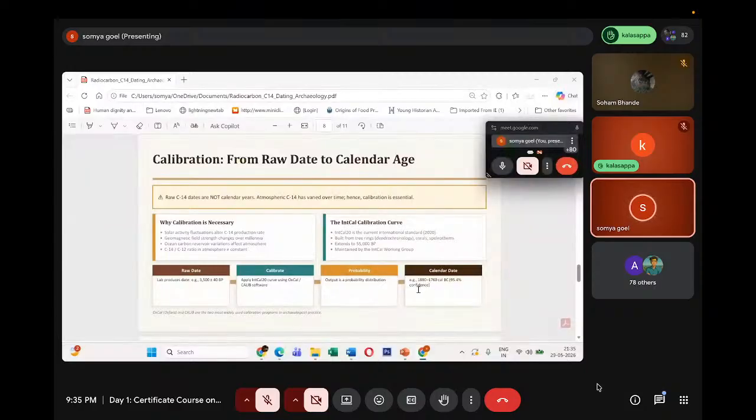And what is the confidence percentage for this? 95.4%. That typically means that we are reporting, at 95.4% confidence, that the age range for this particular object is 1880 to 1760 calibrated BCE.